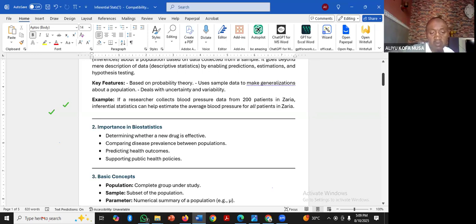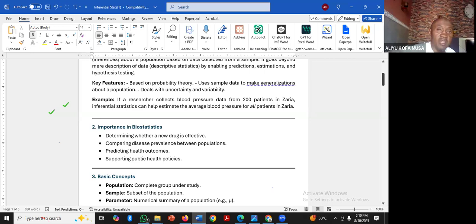What is the importance of inferential statistics to biostatistics? One, it determines whether a new drug is effective, as you are coming to see in the case of the t-test, as well as in the z-test, chi-square, and some other tests. Number two, it will allow us to compare disease prevalence between populations.